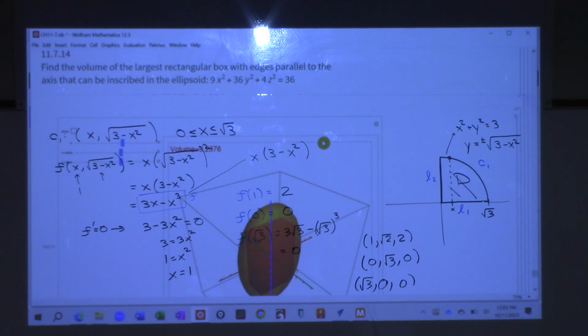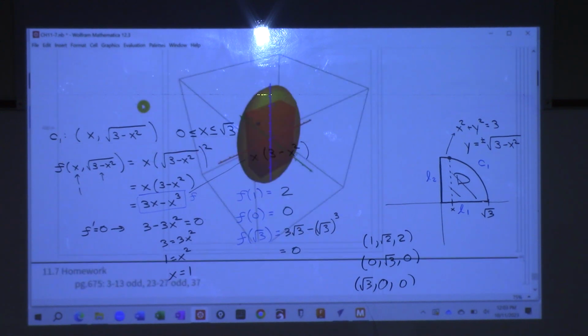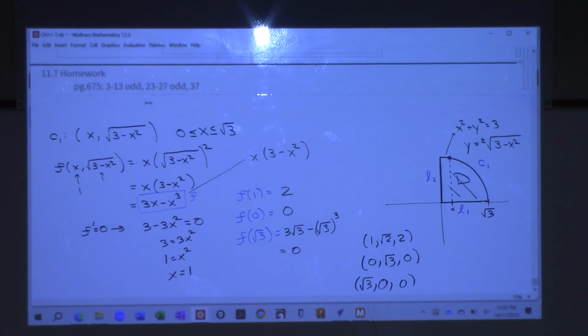Hold on. Let me think for a second here. Yeah, I don't want to do this problem yet. That's it. That's it for 11.7. And those are the homework problems.